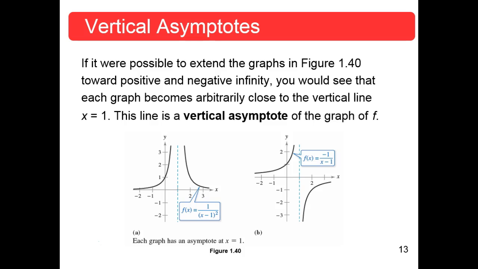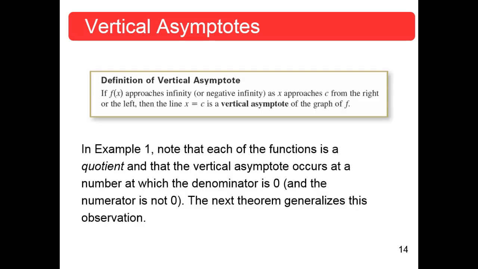And you did this in pre-calculus, I'm sure, right? So here's the definition of vertical asymptote. If f of x approaches infinity or negative infinity as x approaches c from the right or from the left, then the line x equals c is a vertical asymptote of the graph. So in example 1, note that each of the functions is a quotient, and that the vertical asymptote occurs at the number where the denominator would be 0 and the numerator not 0. Because if both of them are 0, what kind of form do you have?